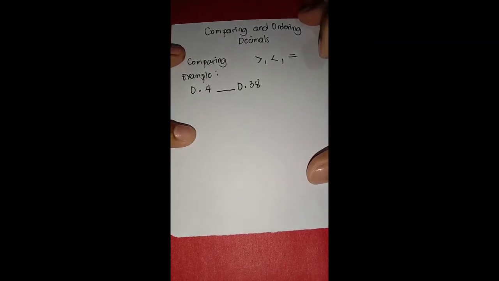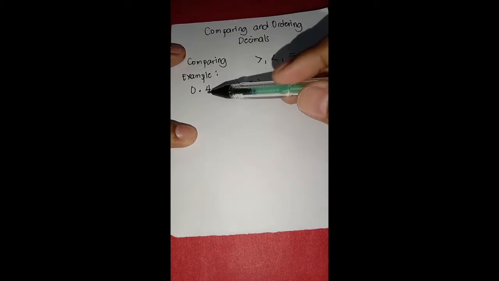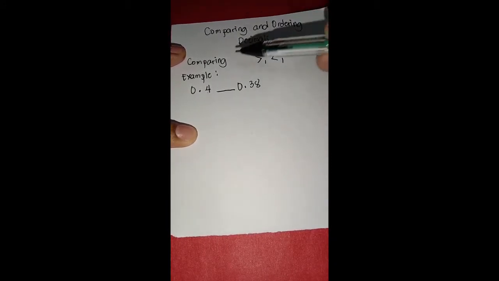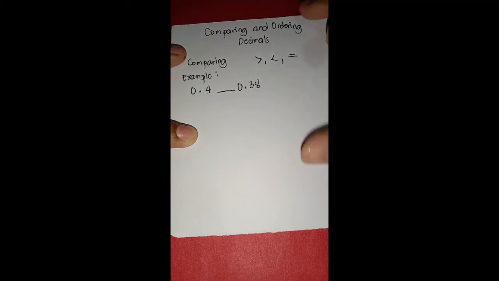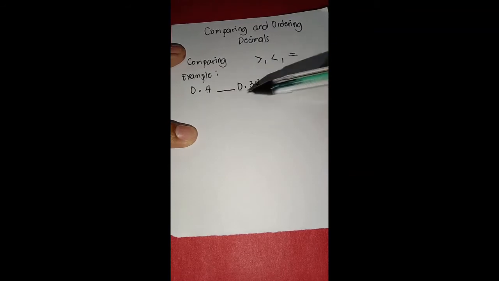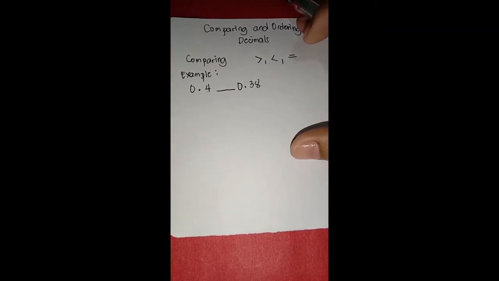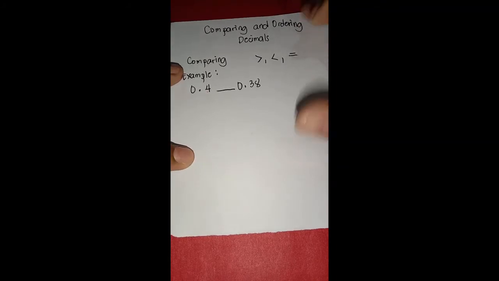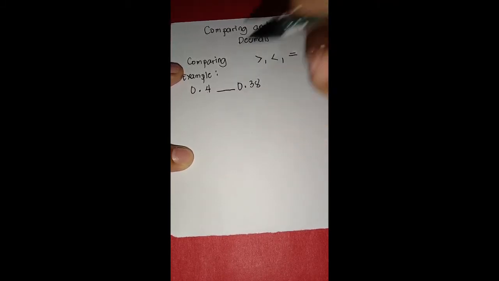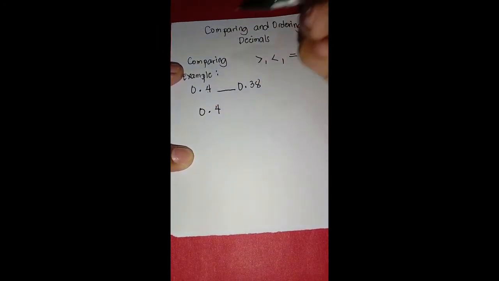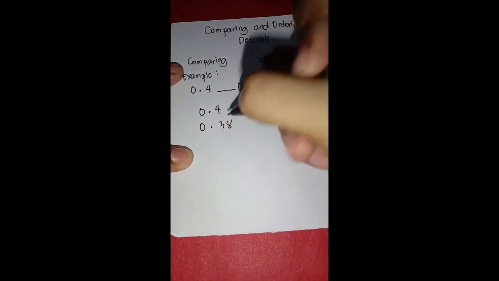Okay, so for example, we have here 0 and 4 tenths. Then, we need to compare it by 0 and 38 hundredths. So, to compare these decimals, we need to rewrite the decimals so they have the same place value, para mas mabilis natin siyang makompare. So, para hindi tayo malito, simply rewrite the decimals so they have the same place value.